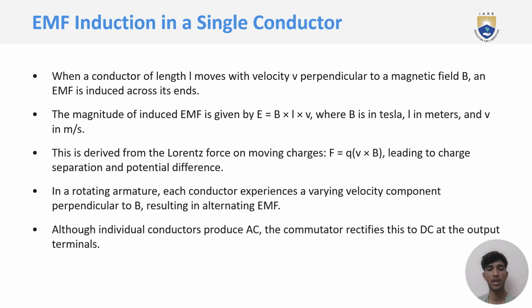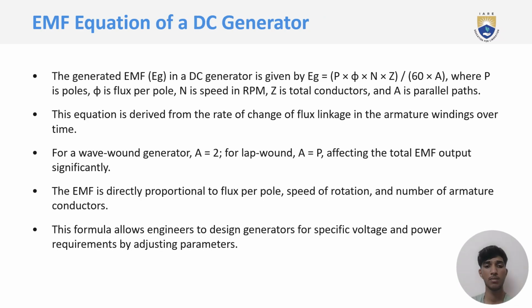EMF induction in a single conductor. When a conductor moves through a magnetic field, an EMF is induced across its ends. The induced EMF is given by the equation E = BLV, where B is magnetic field strength, L is the length of the conductor, and V is the velocity of the conductor. This happens because moving charges inside the conductor experience a Lorentz force. In a rotating armature, each conductor generates alternating EMF. However, the commutator converts this alternating EMF into direct current output.